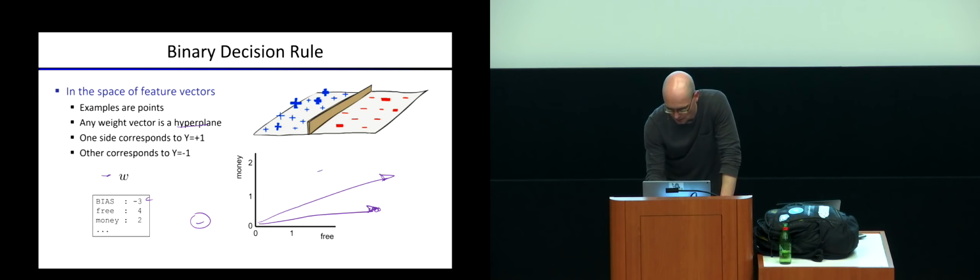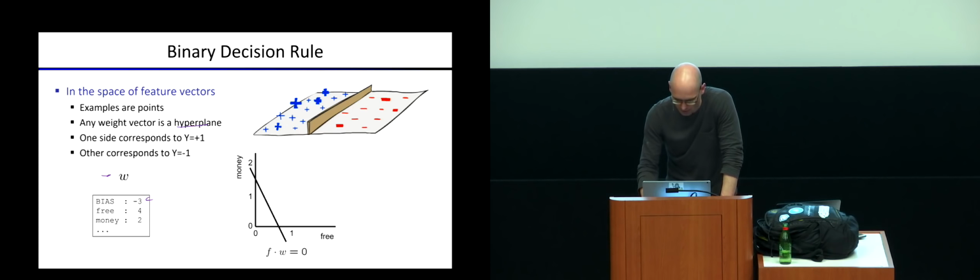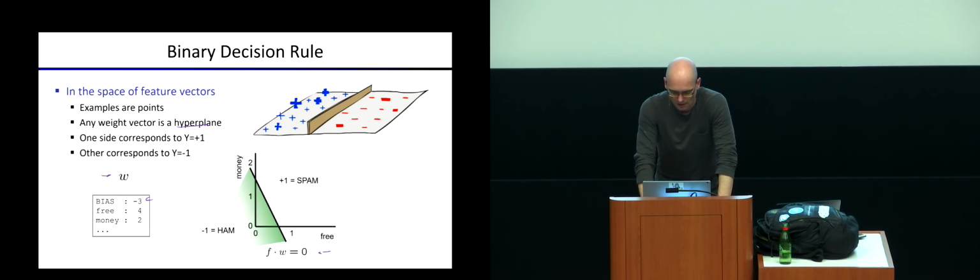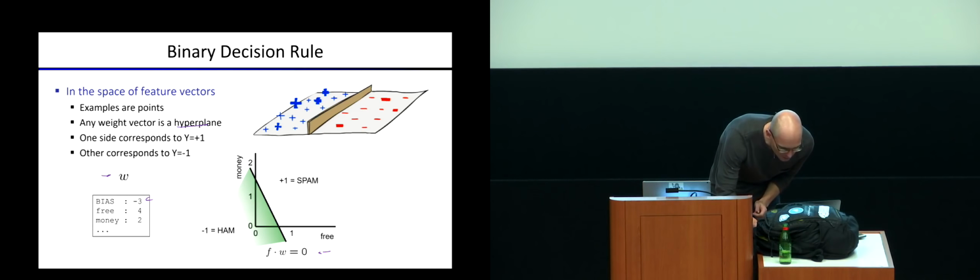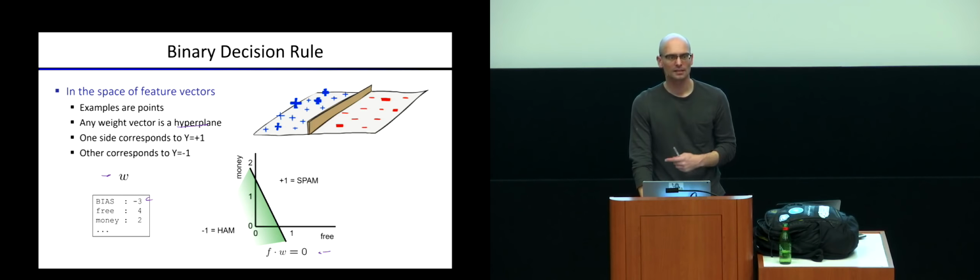Let's do this in a more typeset drawing. So we have a decision boundary due to this weight vector, which corresponds to where this equation holds true. One side is negative, other side is positive. Okay, that's how we make decisions.